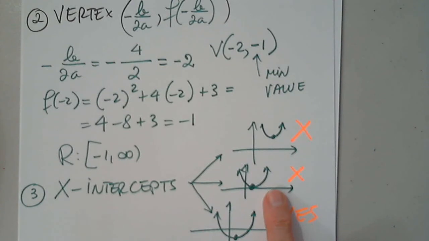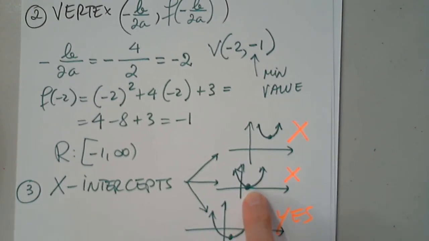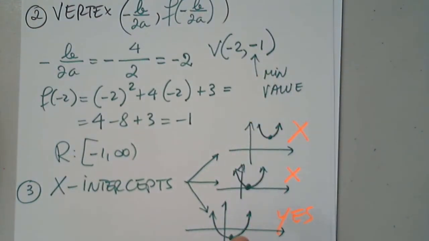How many? 1. Exactly. And it would be 0. The y value will be 0, so that's not the case. So it must be this. The two x-intercepts exist, so I have to calculate them.